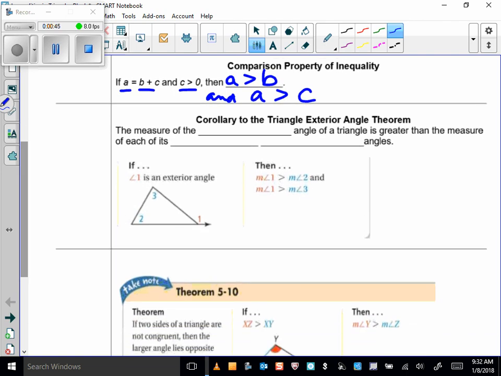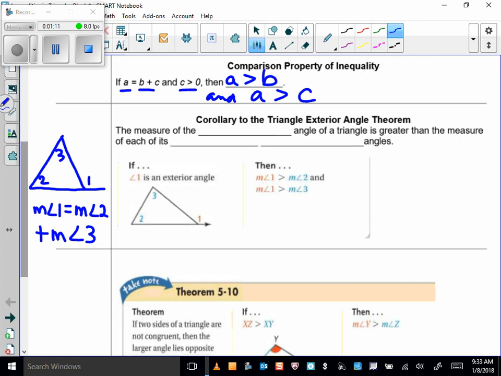You remember the triangle exterior angle theorem? It said this. The measure of angle 1 equals the measure of angle 2 plus the measure of angle 3, right? You remember that? We had that last unit or maybe the one before that.